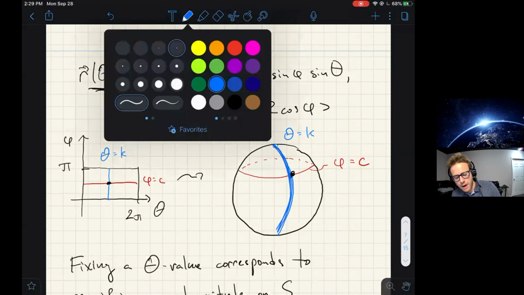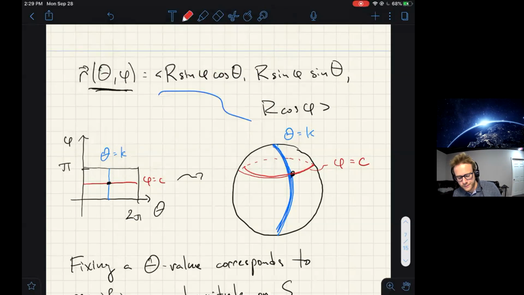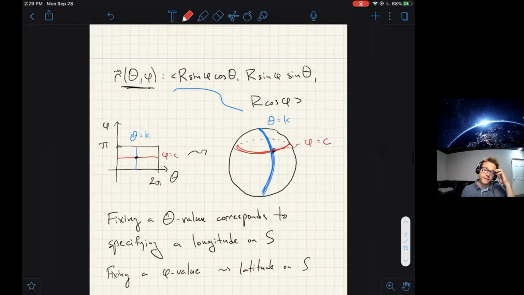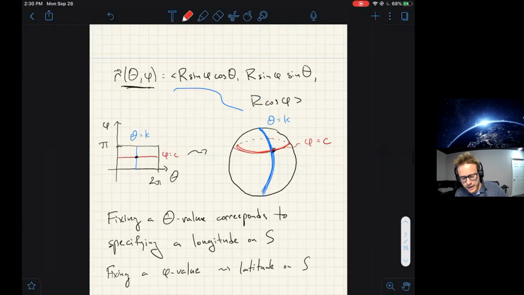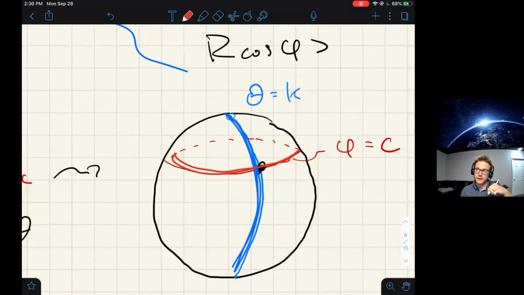If I fix, however, a very specific phi where I'm looking up and down, this is going to give me a very specific latitude. And so this is how you can get these. This is important because we're going to be using this idea for the last problem that I brought up about these normal vectors or tangent planes. We're going to use this in order to get some tangent vectors here.